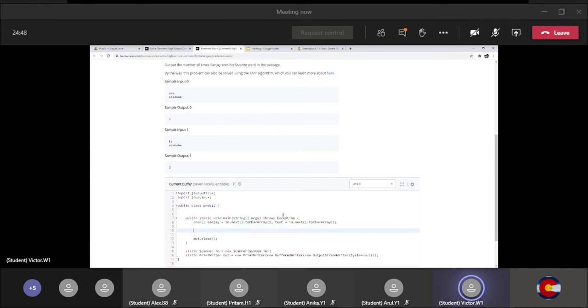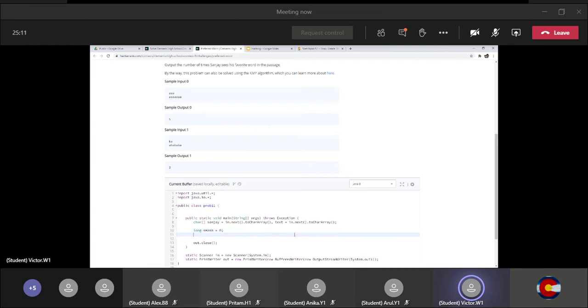The first step is that we need to find the hash of Sanjay's favorite word, because we will be going through every substring of the text and checking if the hash of the current substring matches the hash of Sanjay's word. So let's first compute Sanjay's hash. We'll call it S hash.